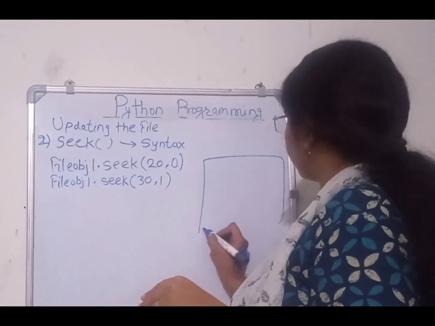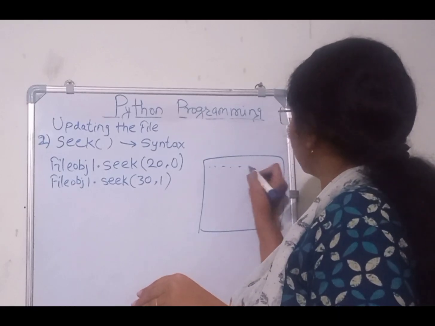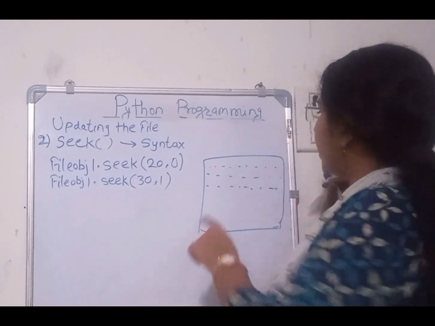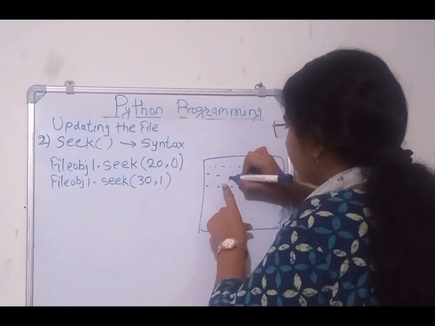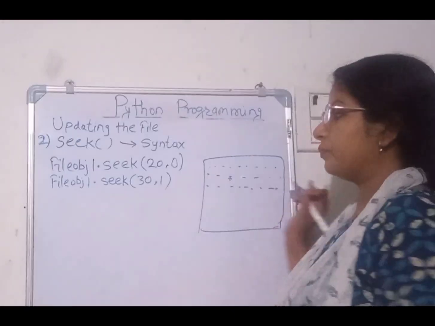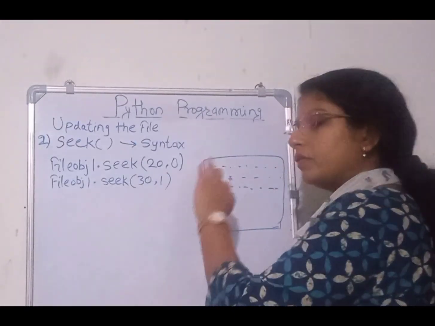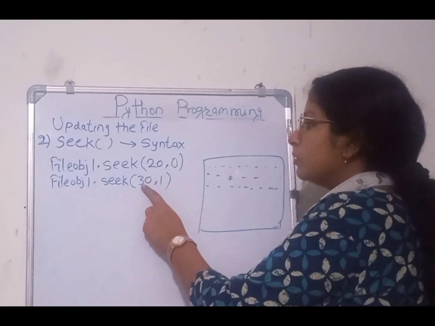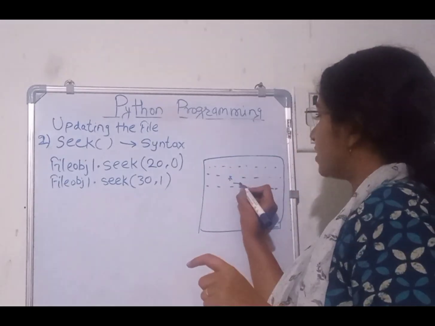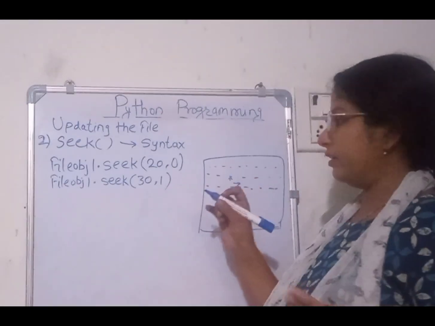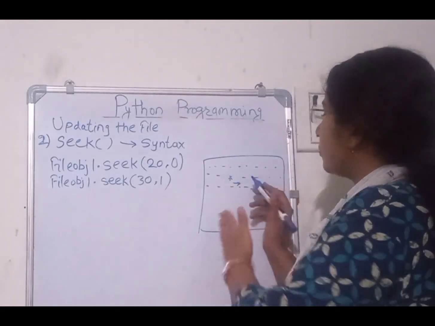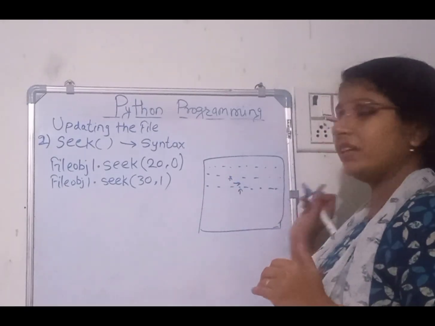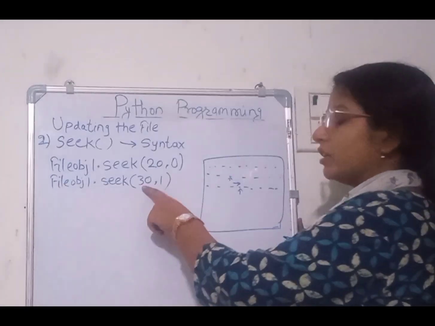Suppose this is the file. So my current file pointer position is, suppose, here. This is my current file pointer position. So I will move forward. The file pointer position will be here only, and I will move forward in this direction for 30 characters including space. So for 30 characters, suppose I am here. So I will change my file pointer position here for the next 30 characters, because 30, 1.